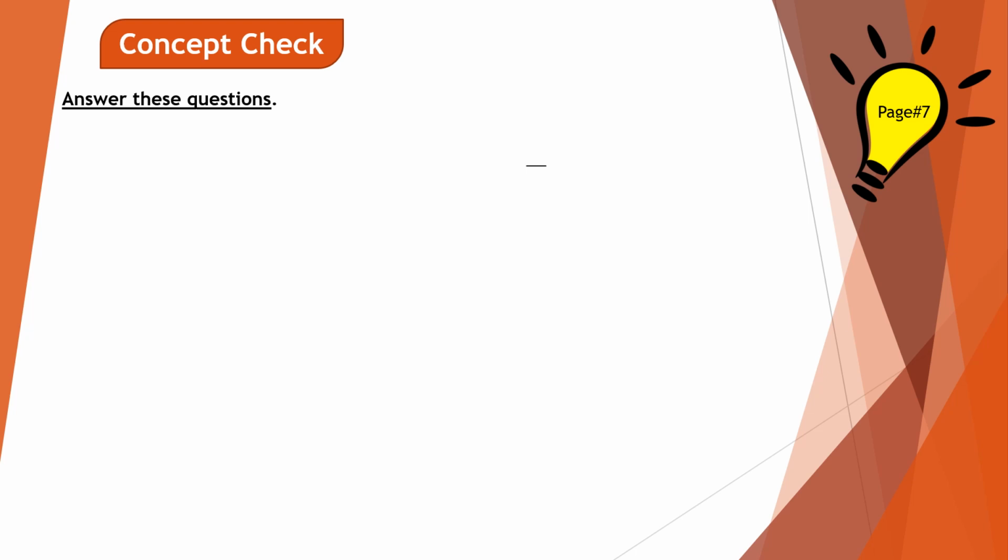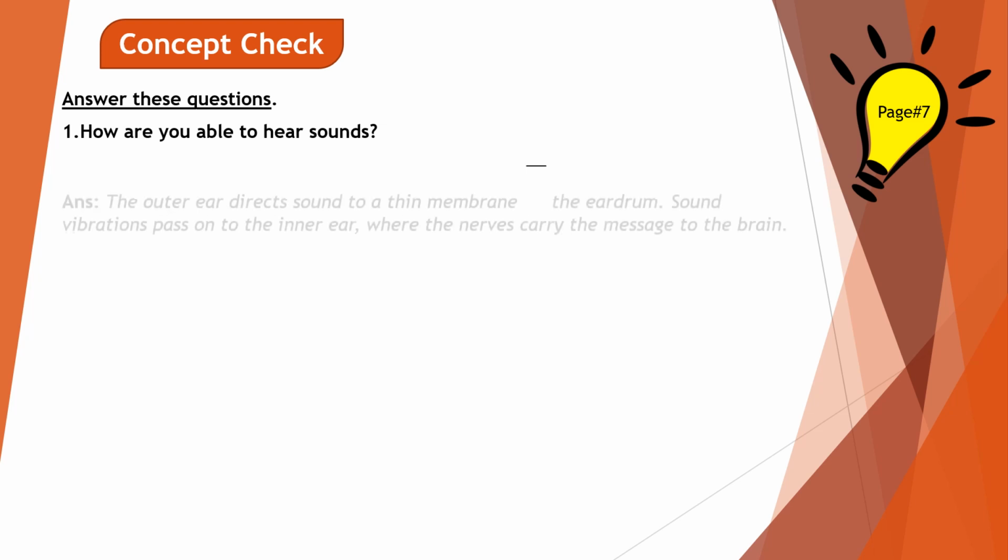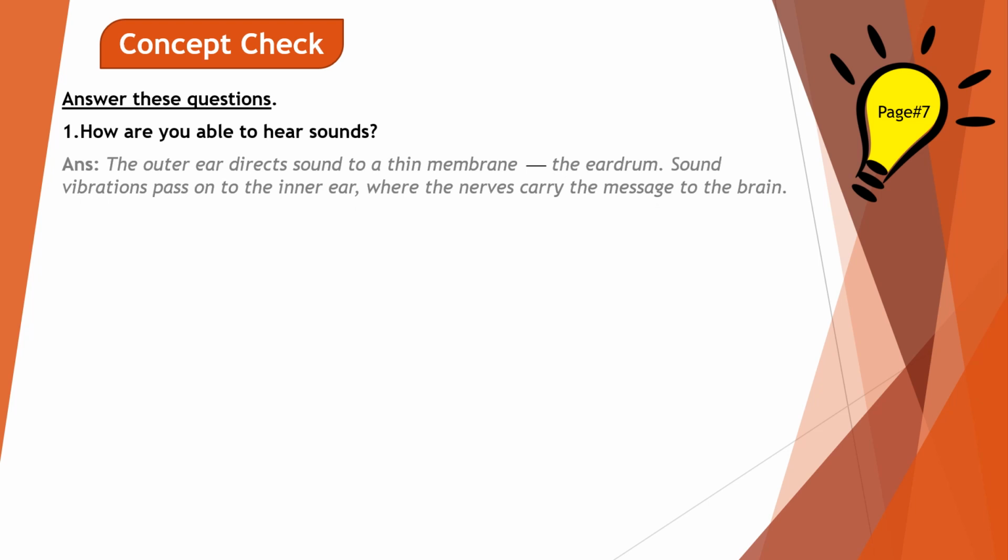Answer these questions. Your first question is, how are you able to hear sounds? We know that the outer ear directs sound to a thin membrane, the eardrum. Sound vibrations pass on to the inner ear, where the nerves carry the message to the brain.